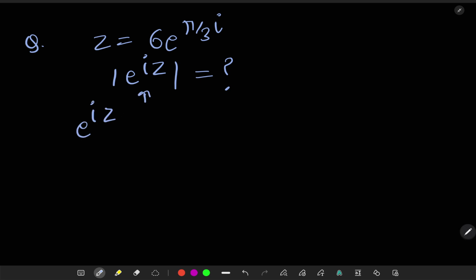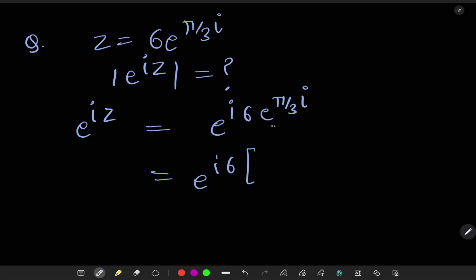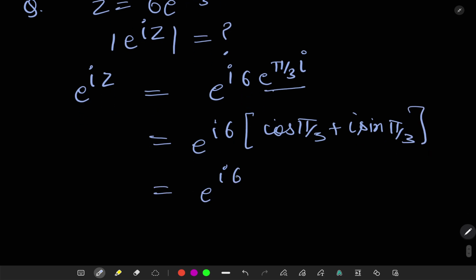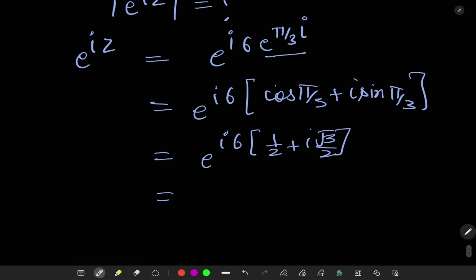Here in this condition you can see this is given e raised to power iota z. So put here the value of z. We can write here using this cos pi by 3 plus iota sine pi by 3, and this becomes 1 by 2 plus iota root 3 by 2, or we can write here this iota 3 plus iota 3 root 3.